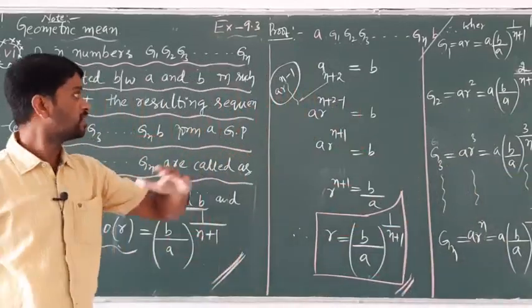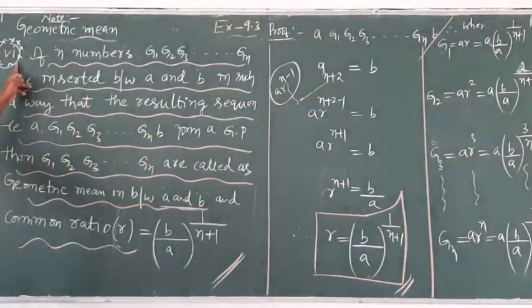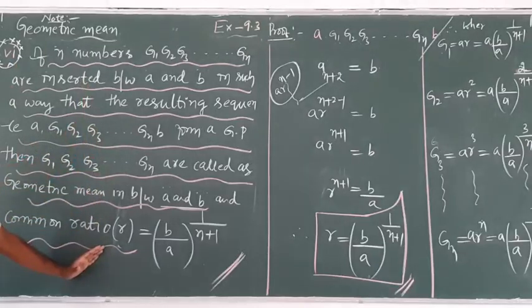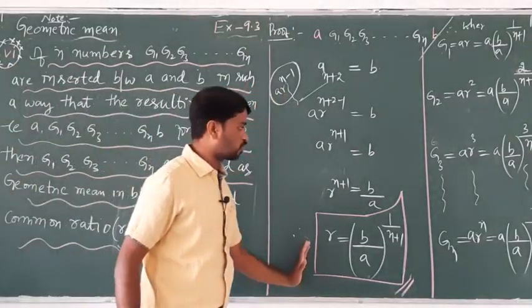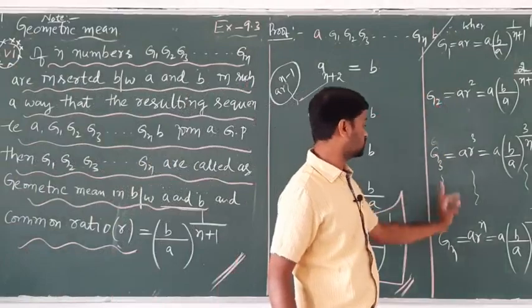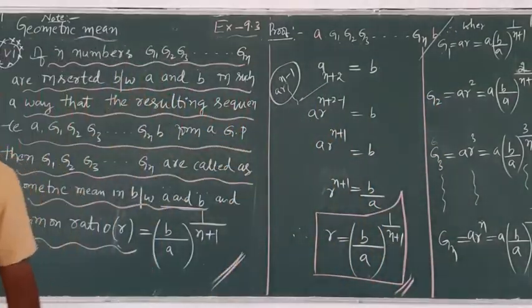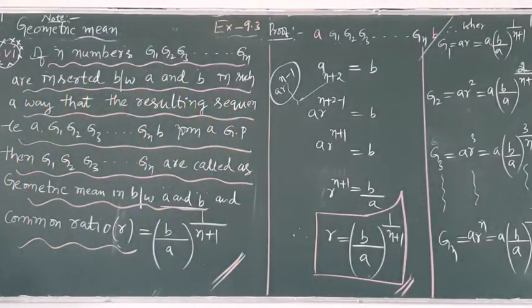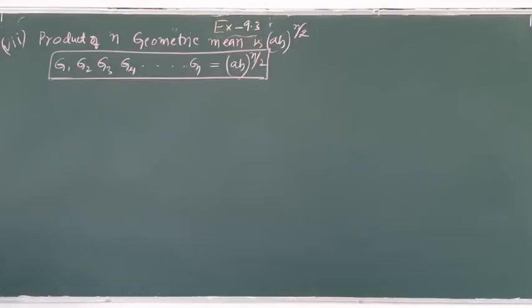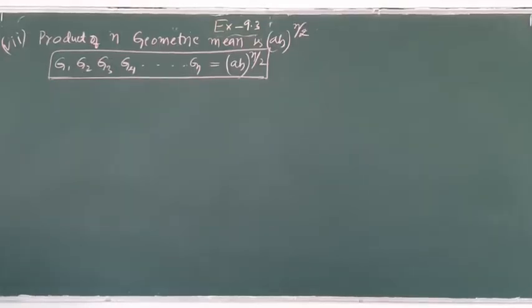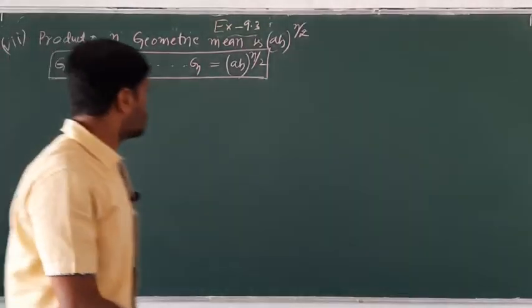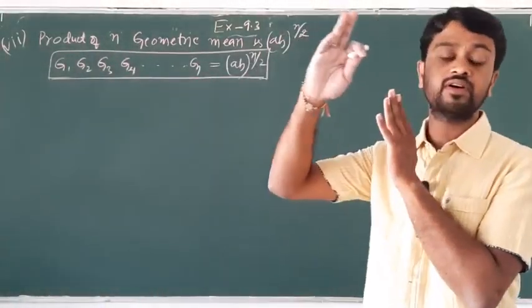Write the heading. Next, write the fifth and sixth notes. First write the point, and after that write the proof. Next, where G1, G2, G3 up to Gn: the next point is that the product of the geometric means, G1 into G2 into G3 and so on up to Gn, is equal to (AB) whole power of n by 2.